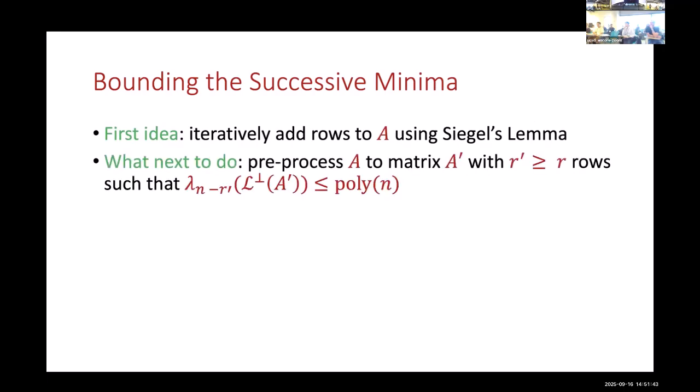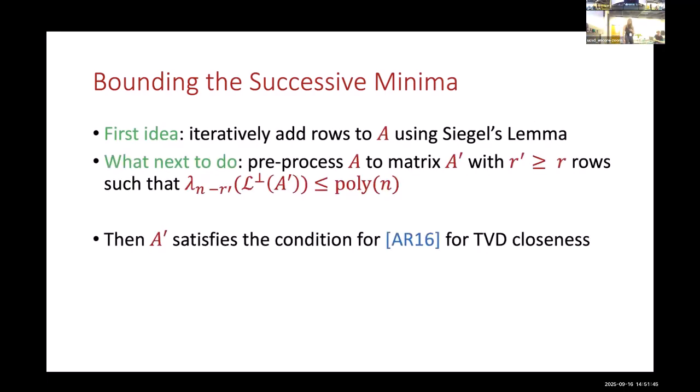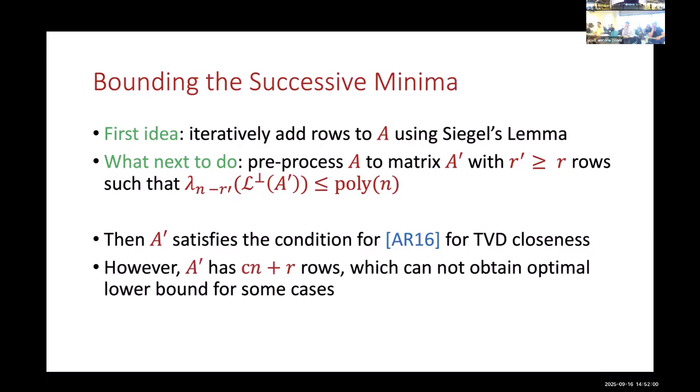Okay, so this is what we did. As I said, A prime will now satisfy the condition for TBD closeness because we have satisfied lambda max of the orthogonal lattice being bounded by poly n. So then we can apply Aggarwal and Regev's paper directly.